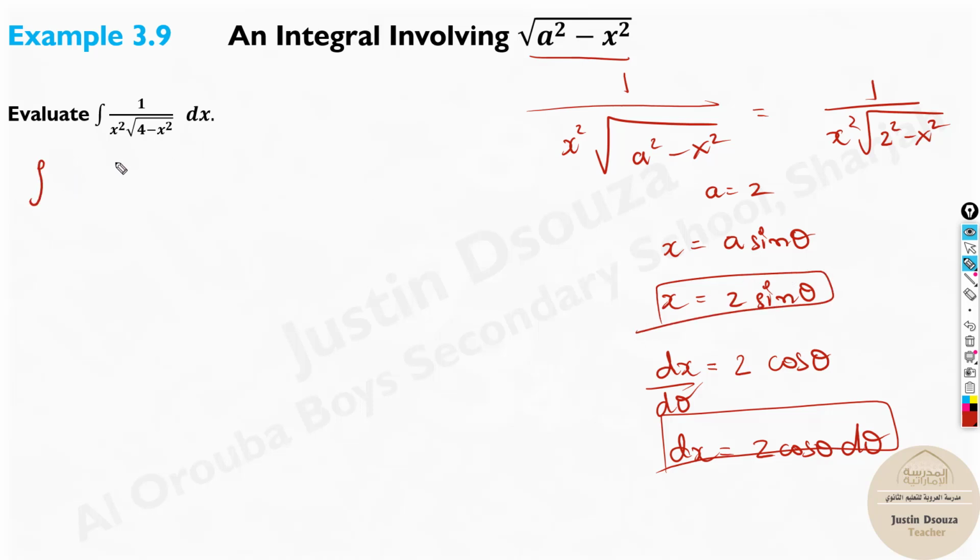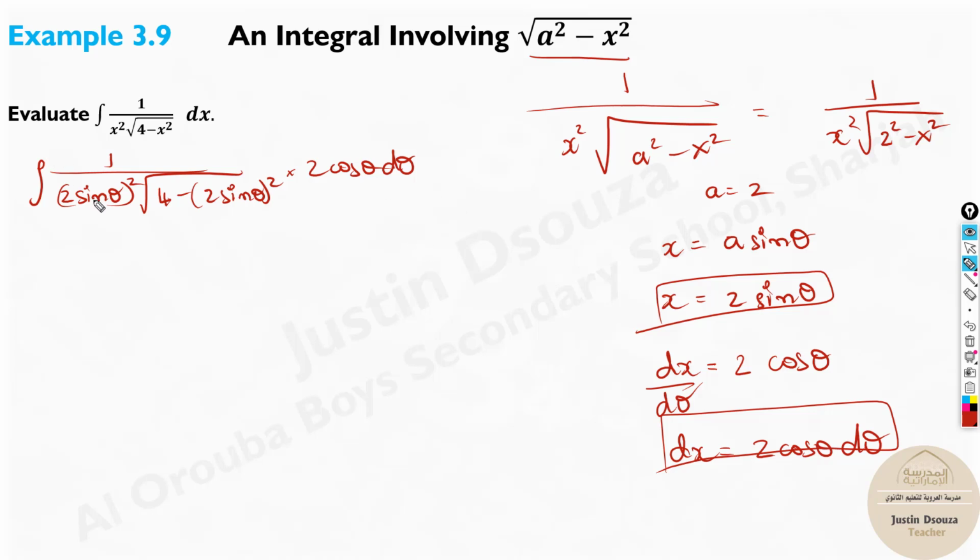So we will have to evaluate 1 by (2 sine theta) the whole square, that is this x square, square root of 4 minus again (2 sine theta) the whole square. What is dx? 2 cos theta d theta. This is it. Now, how can we go further?